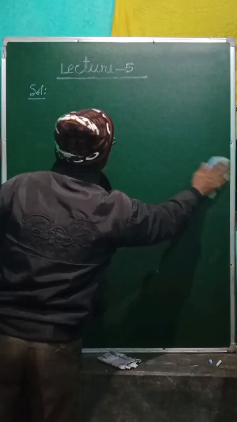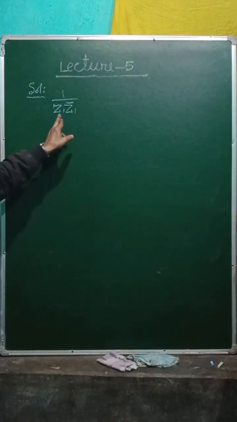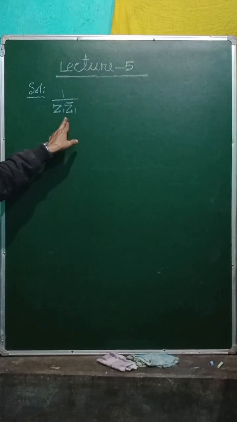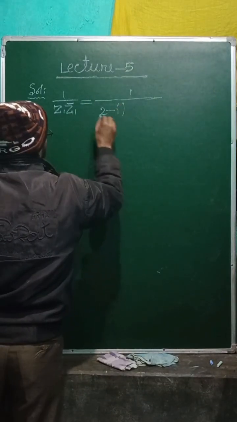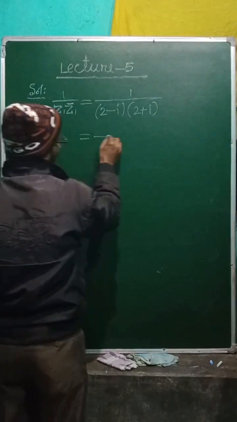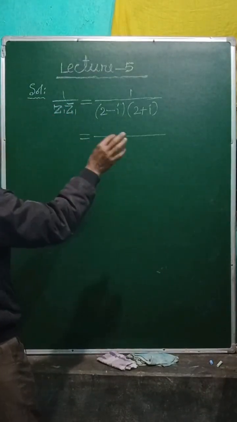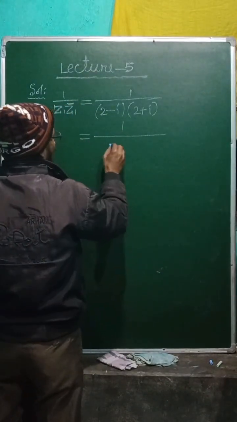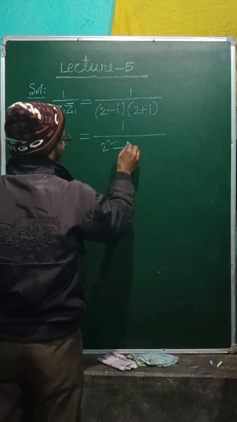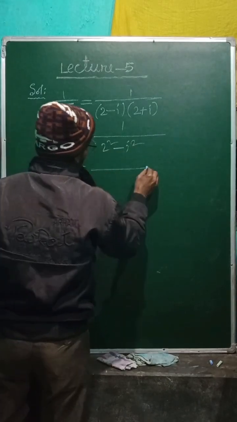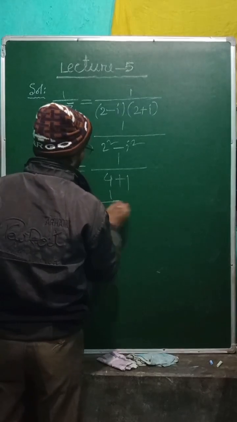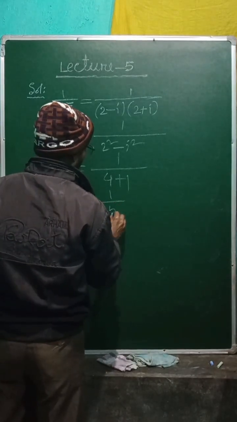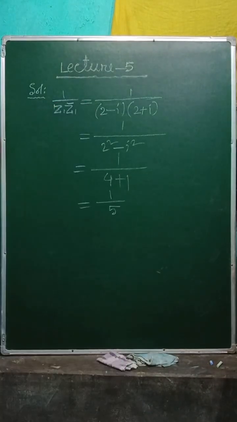Similarly, we can find the next part. Reciprocal of z1 and the conjugate of z1 is equal to 2 minus iota and 2 plus iota. Okay, so very easy to understand, a plus b into a minus b. So a square minus b square, 1 by 2 square minus iota square equal to 1 by 4 plus 1 equal to 1 by 5.